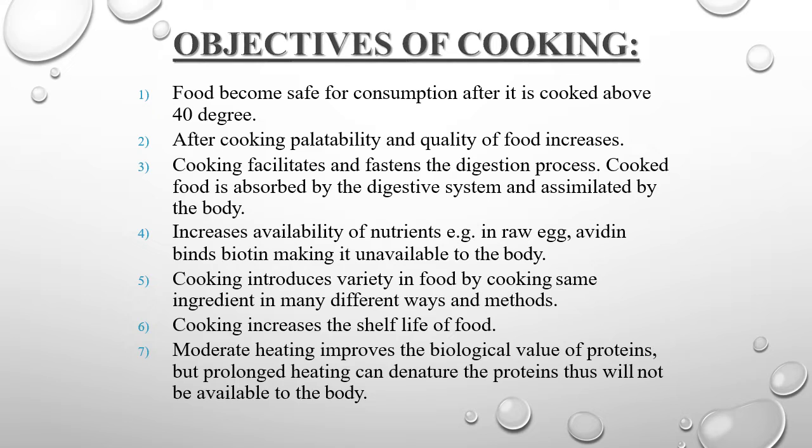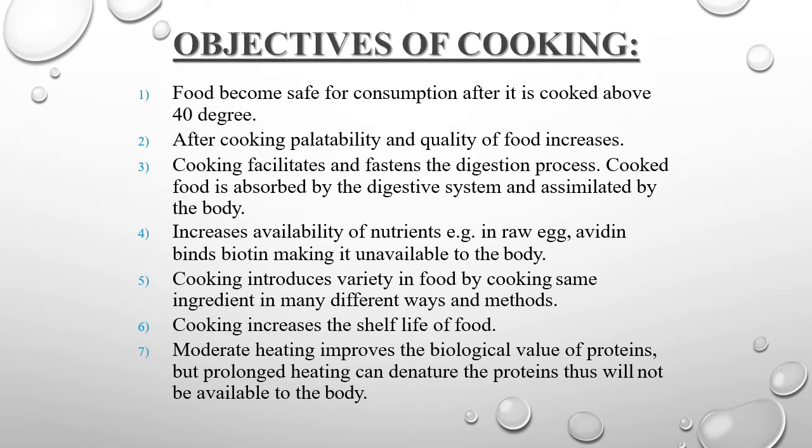Cooked food is absorbed by the digestive system and assimilated by the body, and the cooking process also increases the availability of nutrient content. One example is that consuming raw egg on a regular basis for an extended time causes biotin deficiency, because avidin present in egg white tightly binds biotin, making biotin unavailable for intestinal absorption. Cooking the egg denatures avidin, impairing its ability to bind biotin.